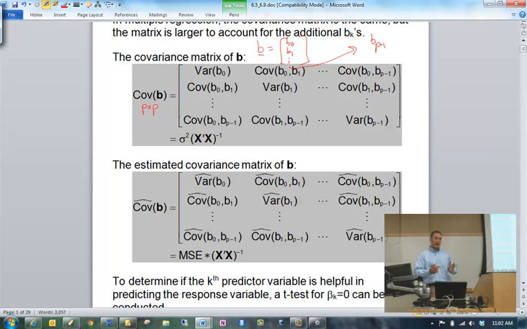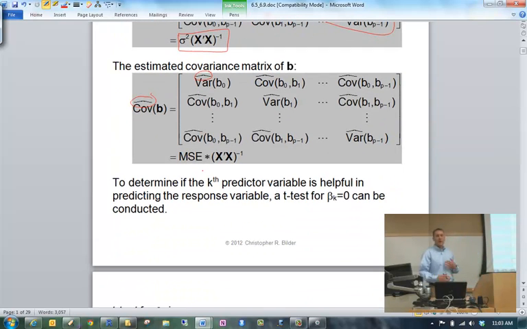Again, on the diagonal of the matrix, this is where we have the variances. On the off diagonal, we have covariances that measure dependence. And just like in Chapter 5, the actual covariance matrix itself has a nice compact form when we put everything in terms of matrices. It's sigma squared times (X prime X) inverse. That's it. The estimated covariance matrix for B, notice how I'm putting a hat on the various elements, is simply the mean square error times (X prime X) inverse. So all I did was replace sigma squared with its estimate.